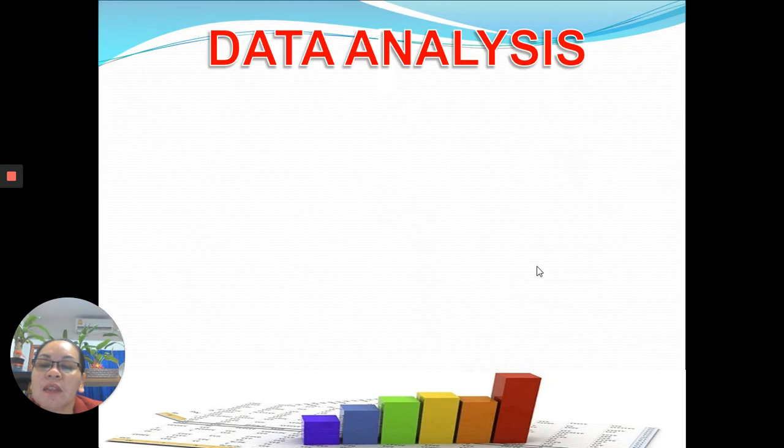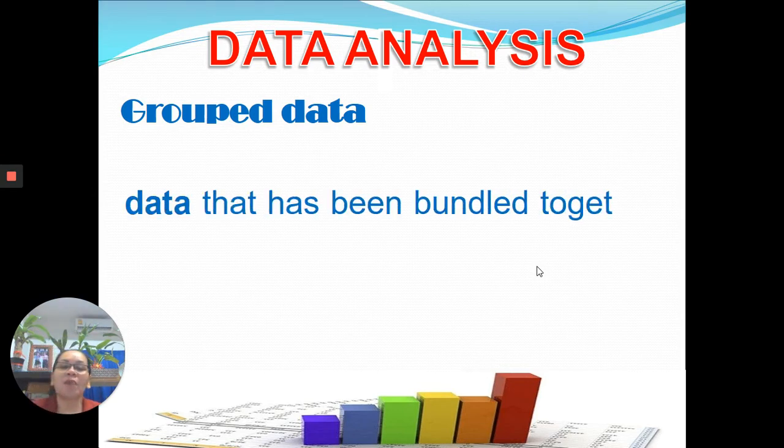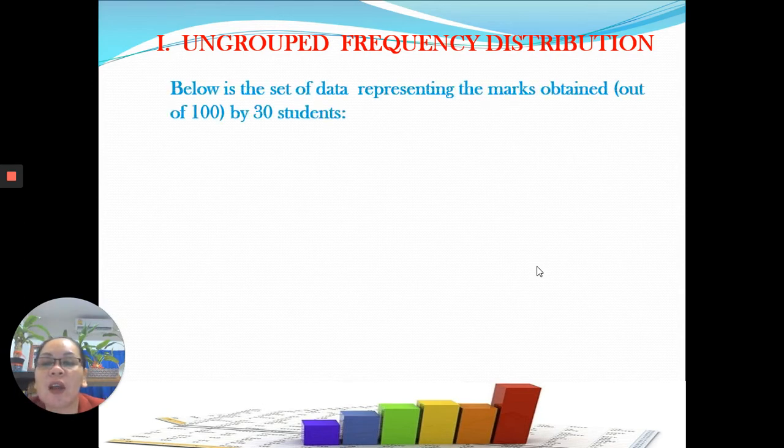The other one is grouped data. This is the opposite of ungrouped. Naturally, it is the data that has been bundled together in categories. Now let's make a frequency distribution table for ungrouped data. Now let's have this example.